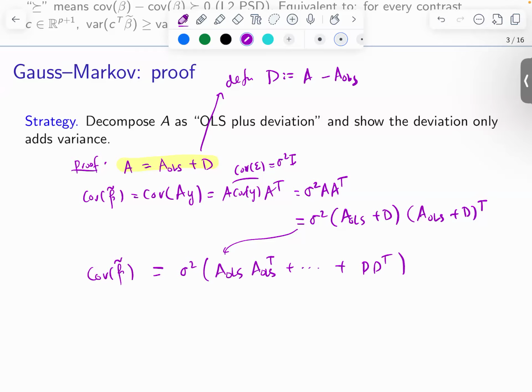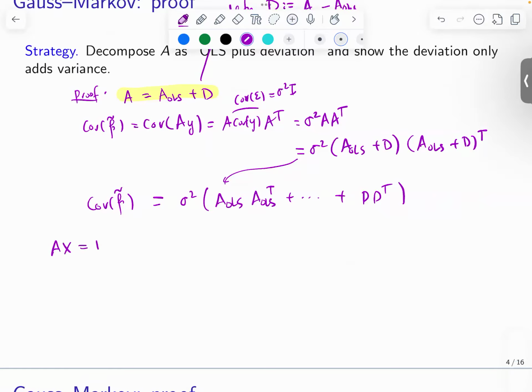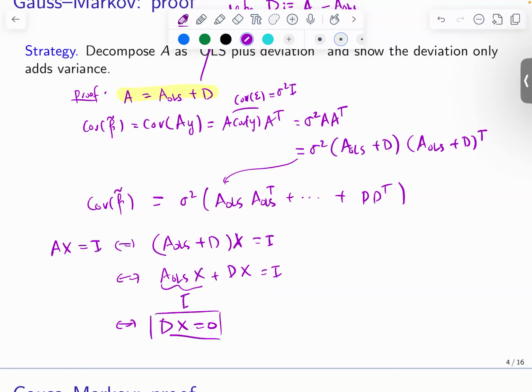So far we are not assuming anything about A, right? Now I just want to use that assumption. I know that AX is equal to I by unbiasedness. So this is equivalent to A_OLS plus D times X is equal to I, and I get A_OLS times X plus DX is equal to I. I know that A_OLS X is equal to I, right? Because the OLS satisfies that identity because it's unbiased. So this is equivalent to just saying that DX is 0. Now I have the expansion of the covariance of beta tilde, and I also know that this identity holds for that D. It's equivalent to being unbiased.